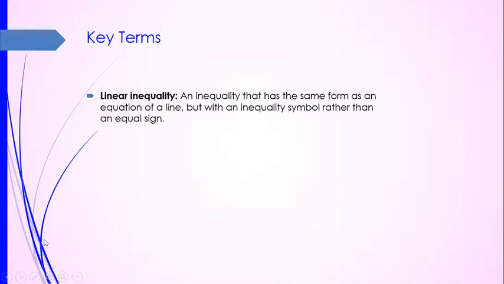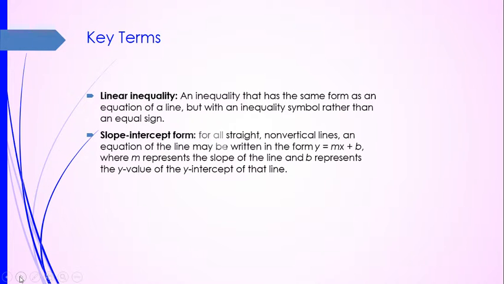A linear inequality looks exactly like the equation of a line, but it has an inequality symbol, like greater than or less than or greater than or equal to, rather than the equal sign. So it is the equation of a line, but with a few changes that we're going to talk about soon.